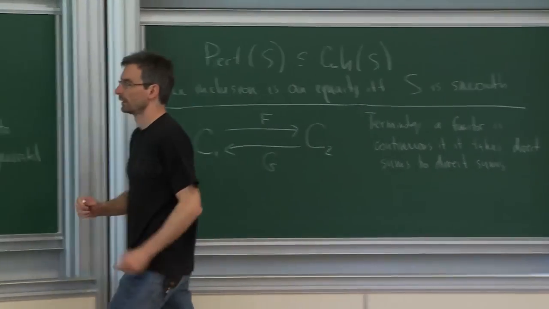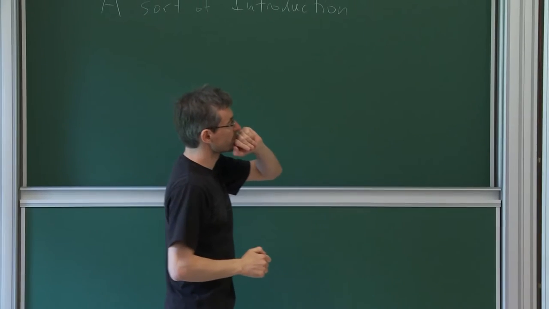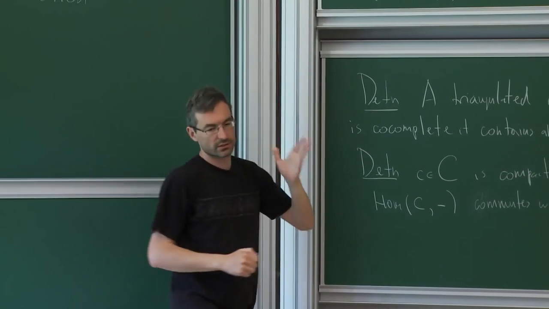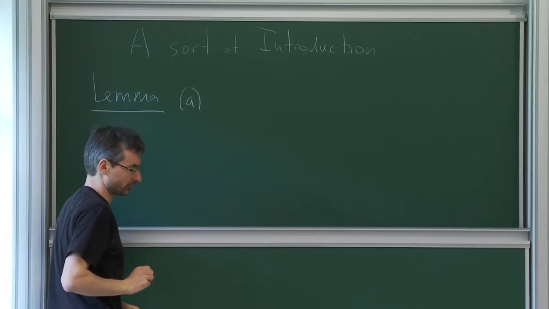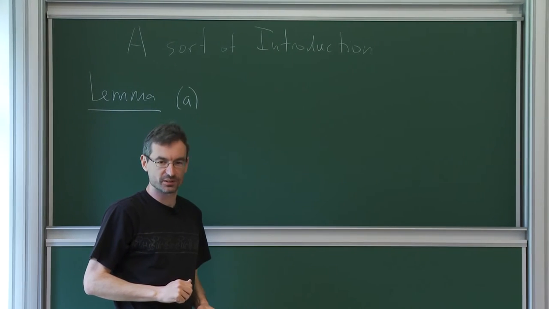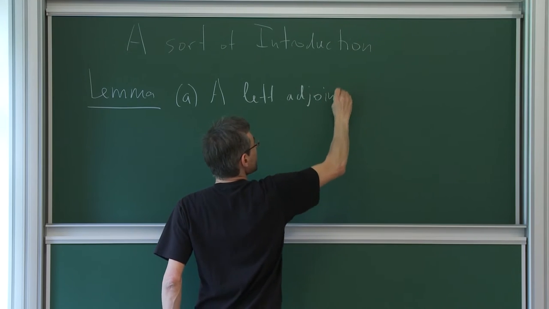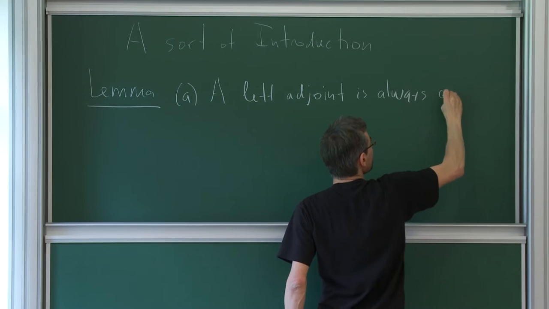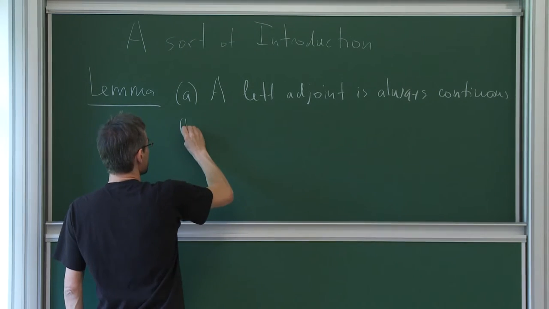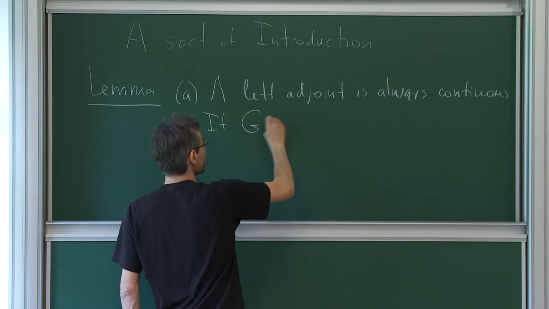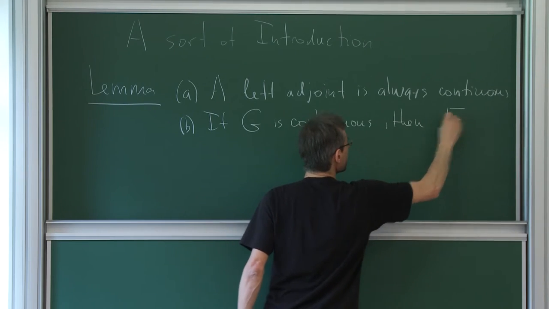Okay, and here comes the little lemma. Is it acceptable to give exercises to the audience in these lectures? Let me do it. So, (A) a left adjoint is always continuous. So, if your functor appears as a left adjoint, it automatically takes direct sums to direct sums. It's an exercise. And (B), if G is continuous, then F takes compacts to compacts.